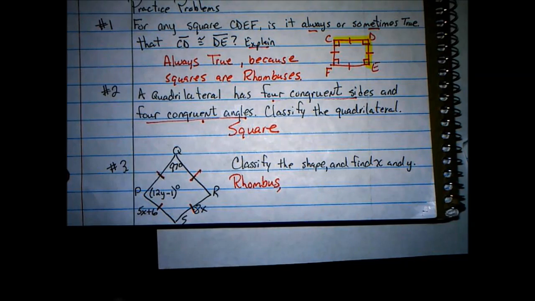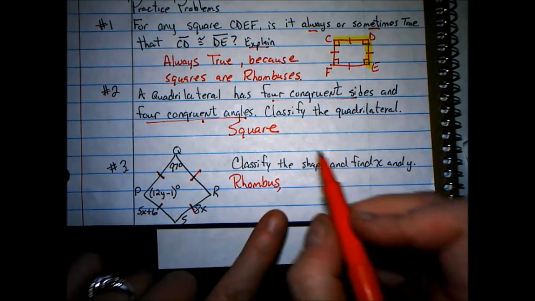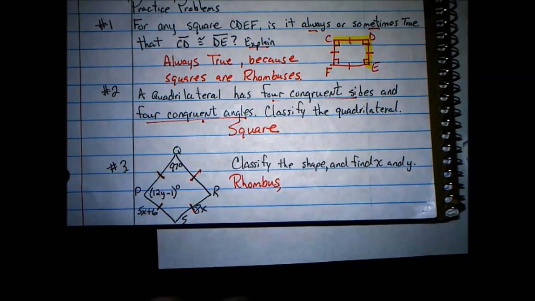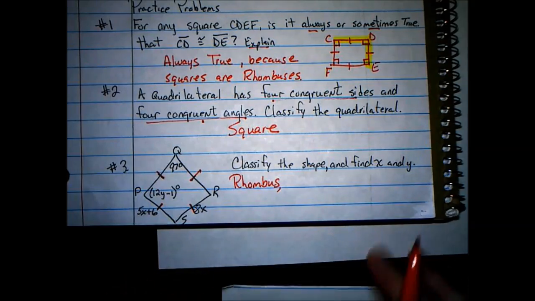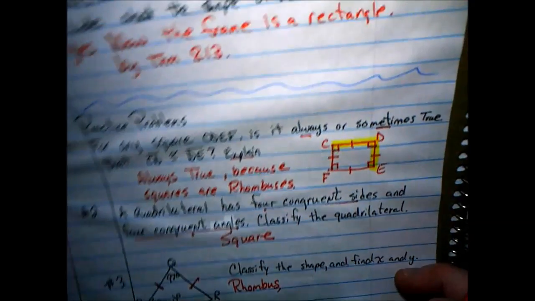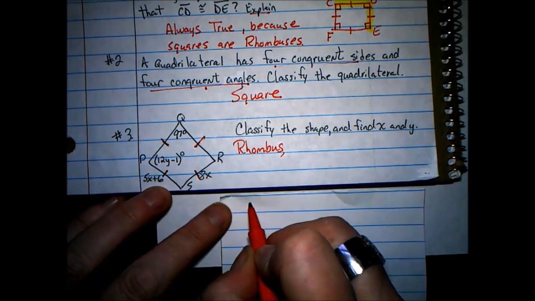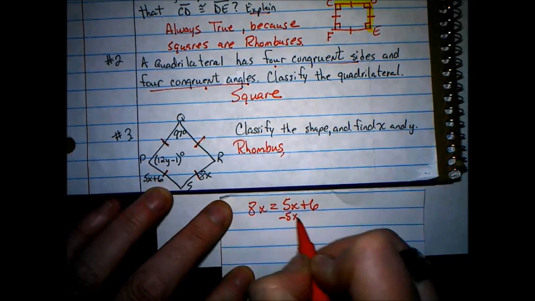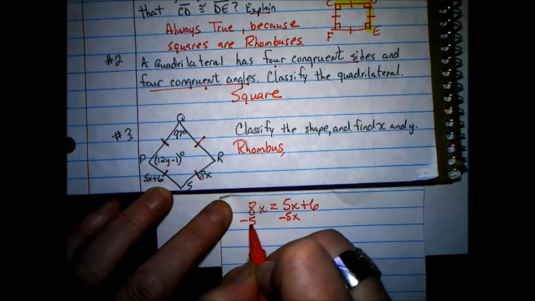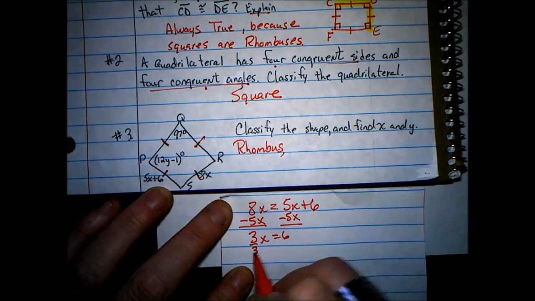Then they want us to find X and to find Y. But look at X. It's the side measurement, so let me put this on a separate piece of paper here, at the bottom of this page, so that I can see that AX will actually equal 5X plus 6. Well, I'm going to subtract 5X. That gives me 3X is equal to 6. Divide by 3, and X equals 2.